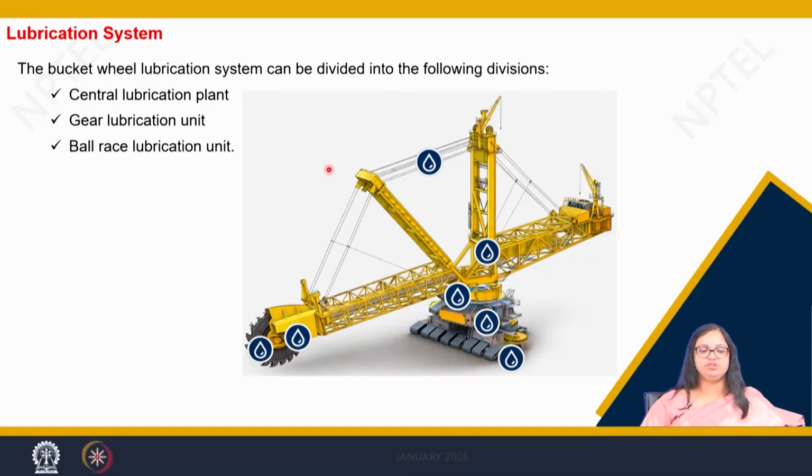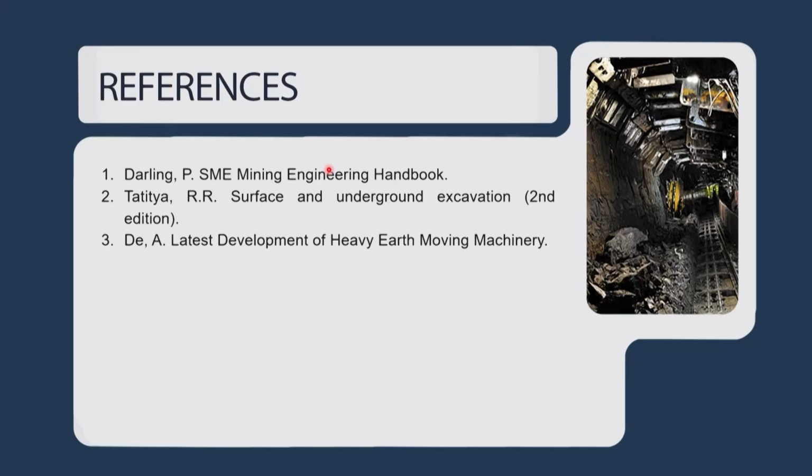Now, when we talk about the lubrication system, it may be of three types. They are the central lubrication plant, the gear lubrication unit, and the ball race lubrication unit. You can see the droplets in the picture show us where the lubrication is required for the operation of the machine.